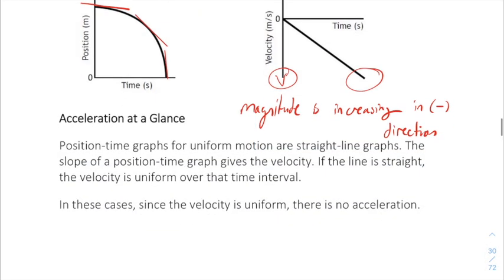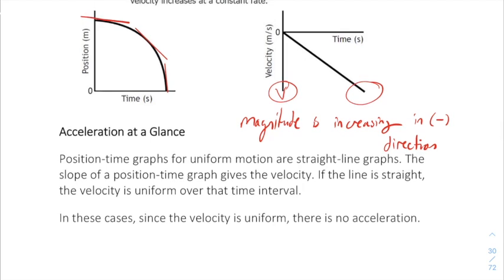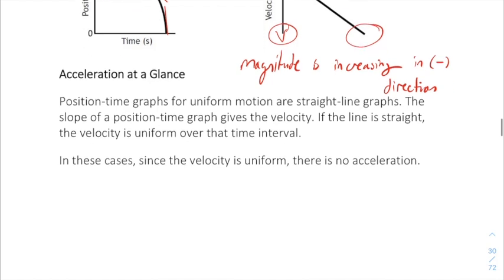And so position time graphs for uniform motion are straight line graphs. The slope of a position time graph gives the velocity. If the line is straight, the velocity is uniform over the time interval. In these cases, since the velocity is uniform, there is no acceleration.